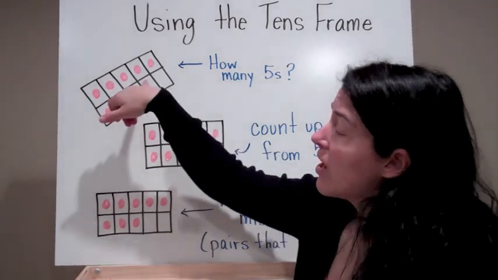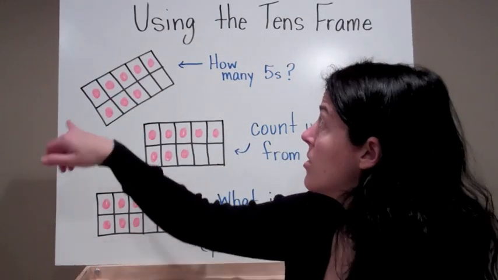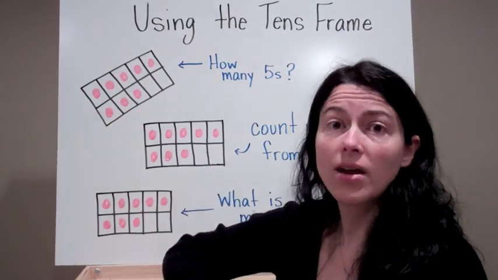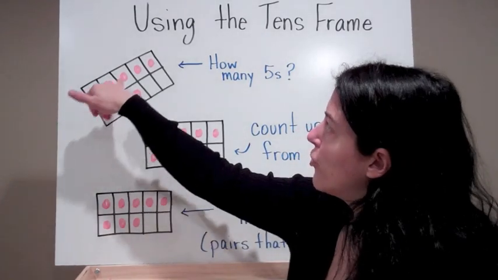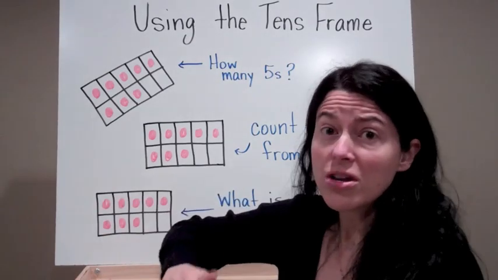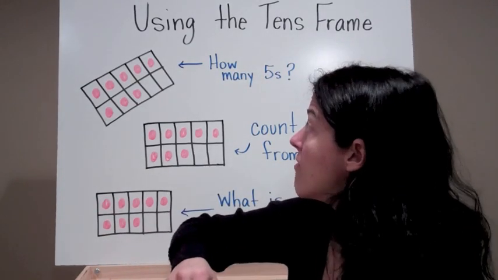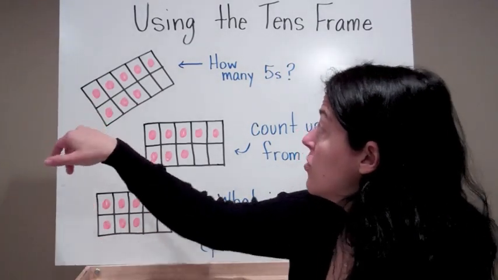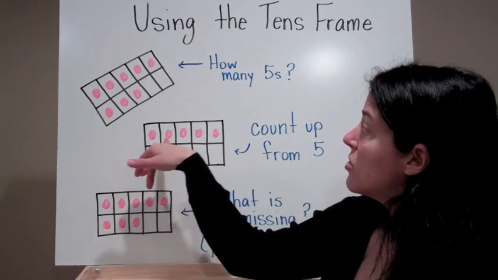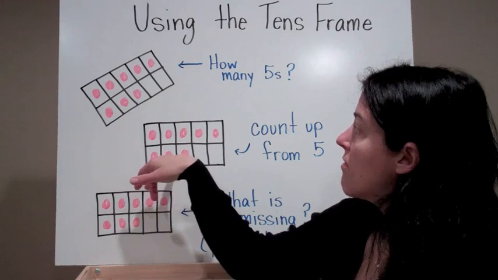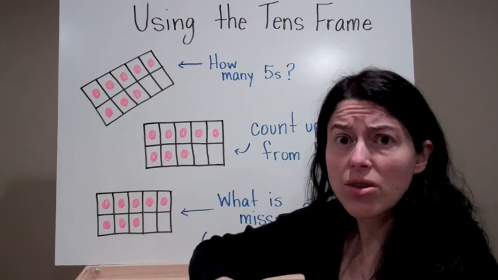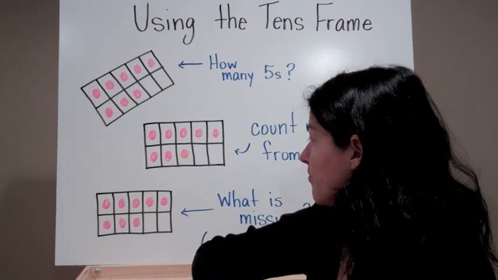So, the first thing that I want to do when I'm using a tens frame is to look at whether or not I can see how many 5s there are. So I know this first row up here is completely full, so I know that I'm already starting with 5. So the next thing that I want to do is count on. So here I have 5, and I count from 5 going 6, 7, 8. So I know that there's 8 on that tens frame.